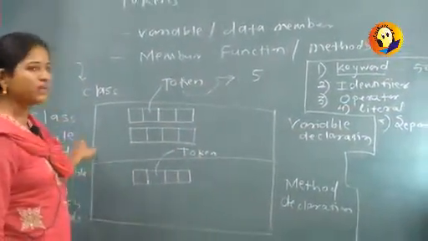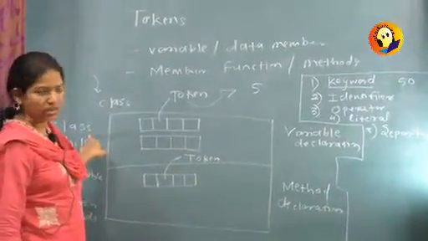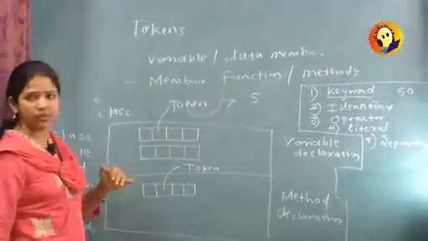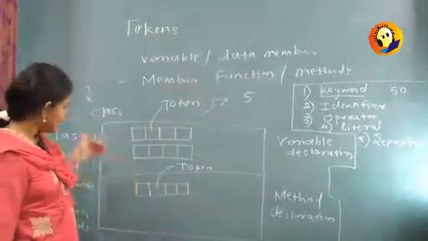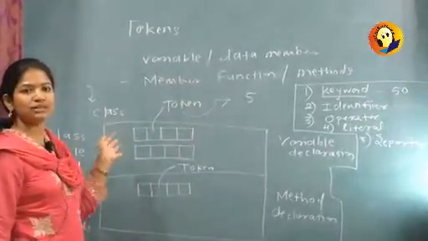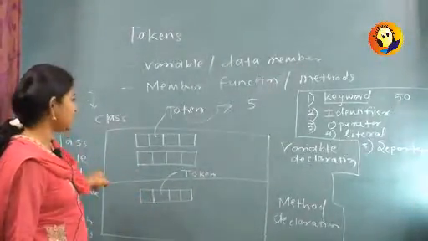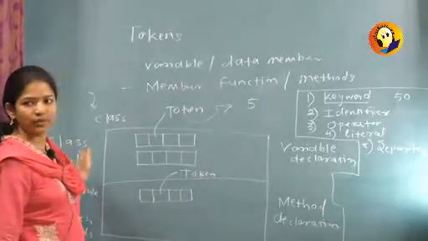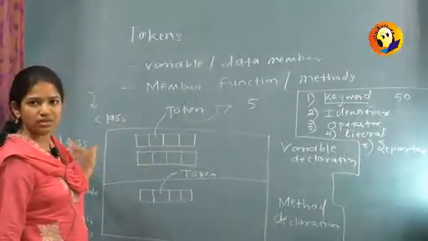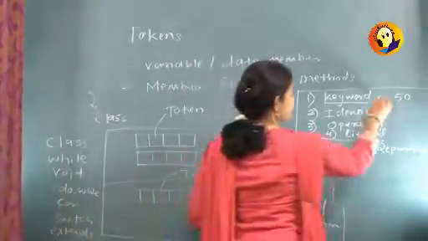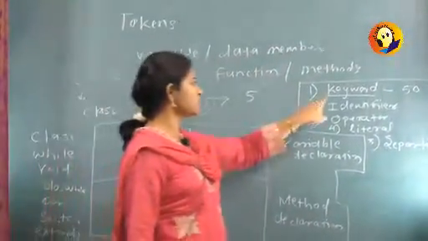All these keywords are always in lower case. We cannot use these keywords for declaring any variable, because these words are already reserved. These are predefined words. We only use these words as they are in our program. We cannot change the case, as we will get an error if we change it. So there are a total of 50 keywords available in Java programming. This is the first token present in Java programming.